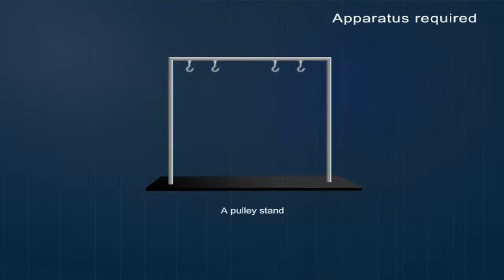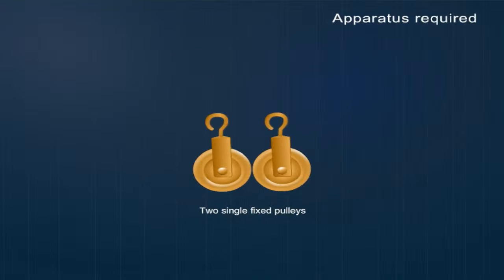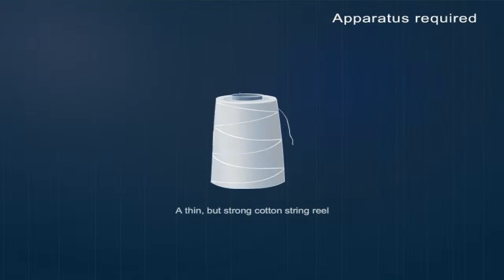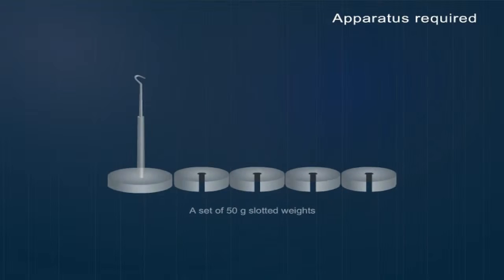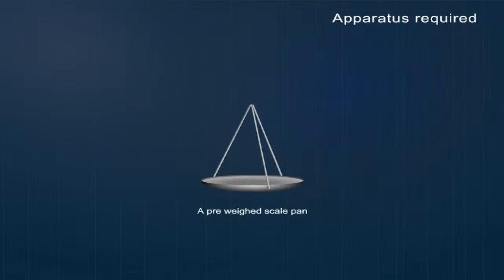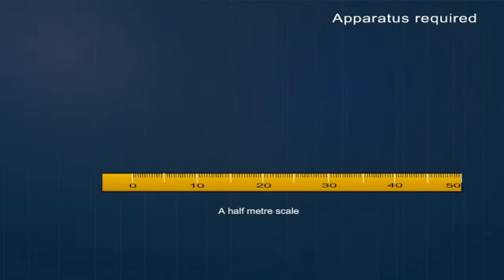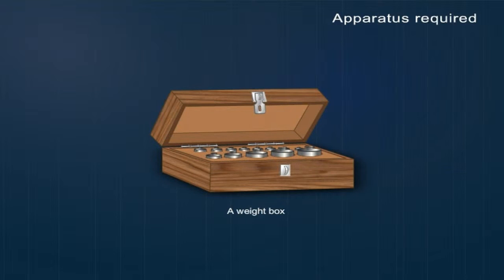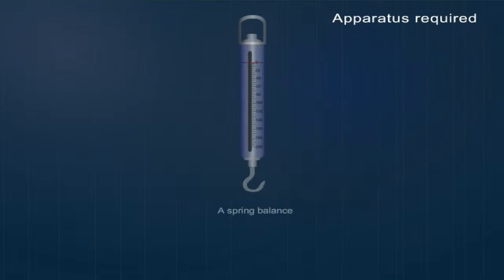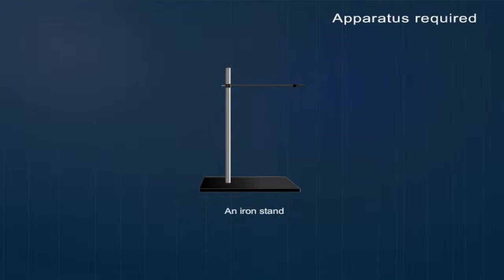A pulley stand, two single fixed pulleys, a thin but strong cotton string reel, a set of 50 gram slotted weights, a pre-weighted scale pan, a half meter scale, a weight box, a spring balance, an iron stand.